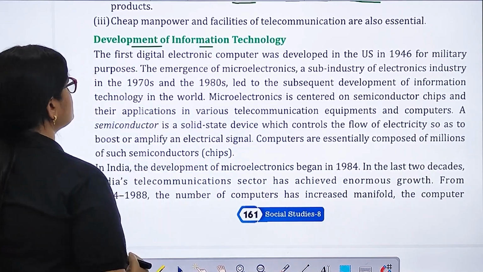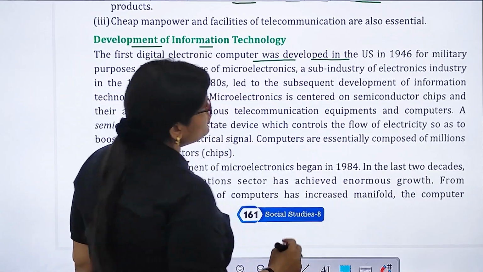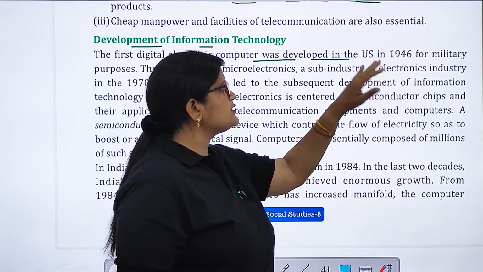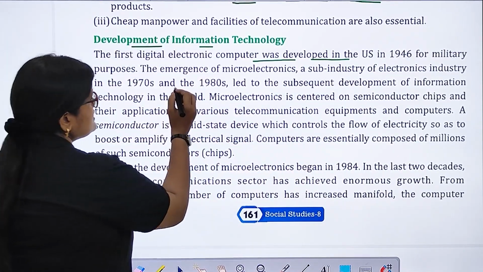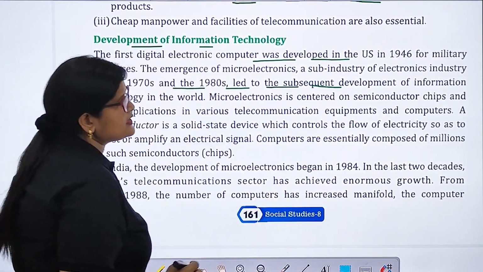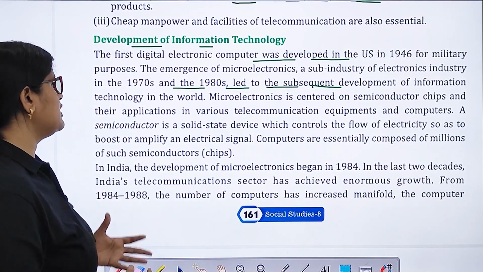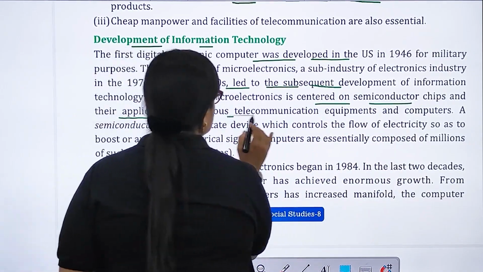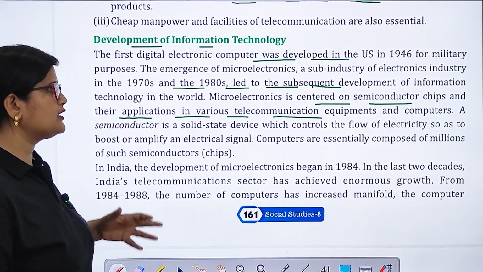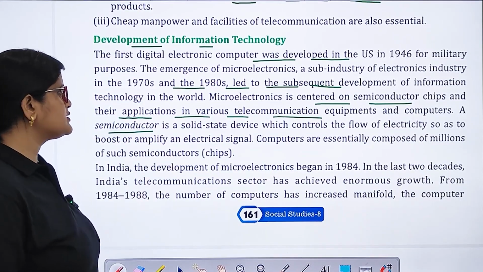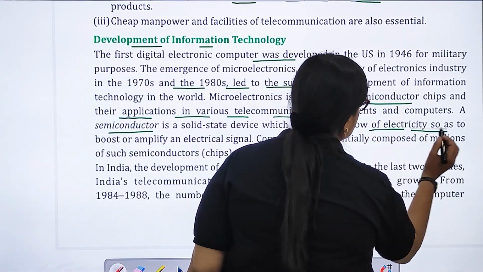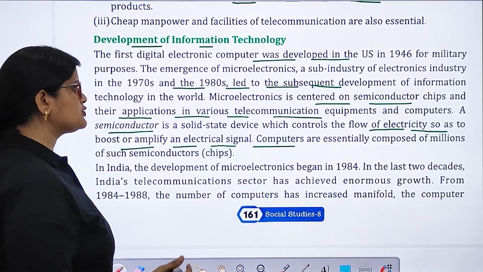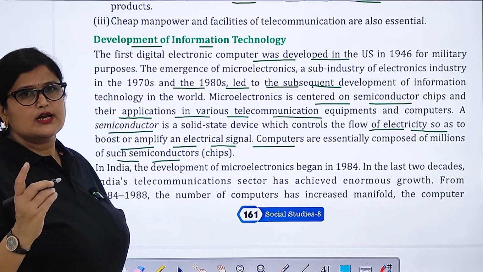Development of information technology. The first digital electronic computer was developed in the US in 1946 for military purposes. The emergence of microelectronics, a sub-industry of the electronic industry, in the 1970s and 1980s led to the subsequent development of information technology in the world. Microelectronics is centered on semiconductor chips and their applications in various telecommunication equipment and computers. A semiconductor is a solid state device which controls the flow of electricity so as to boost or amplify an electrical signal. Computers are essentially composed of millions of such semiconductor chips.